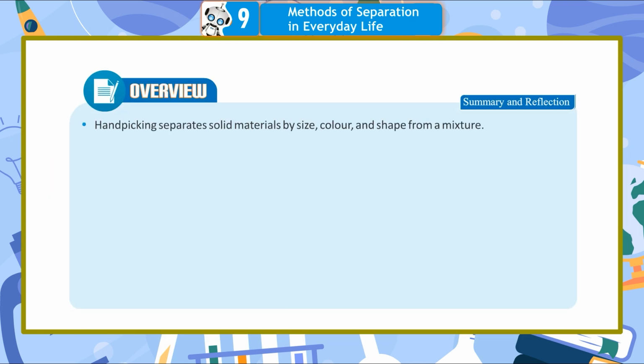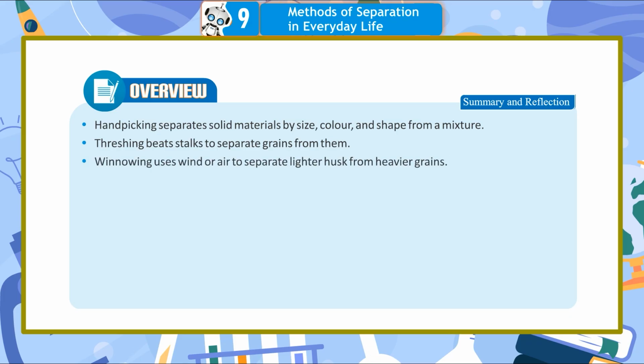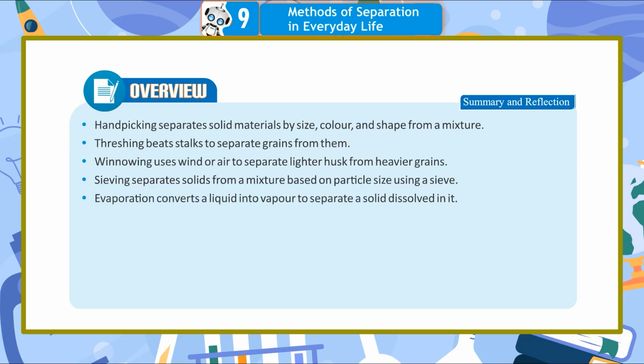Overview. Handpicking separates solid materials by size, color, and shape from a mixture. Threshing beats stalks to separate grains from them. Winnowing uses wind or air to separate lighter husk from heavier grains. Sieving separates solids from a mixture based on particle size using a sieve. Evaporation converts a liquid into vapor to separate a solid dissolved in it.